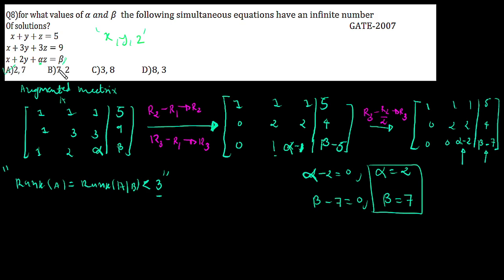Do not be confused with option B, because they are asking in the same order. So we have to write alpha first and beta later. So alpha has value 2 and beta has 7. But here the option B order is reversed, so do not make a mistake here. These are all not the correct set of values for alpha and beta. So only option A is the correct one for this question.